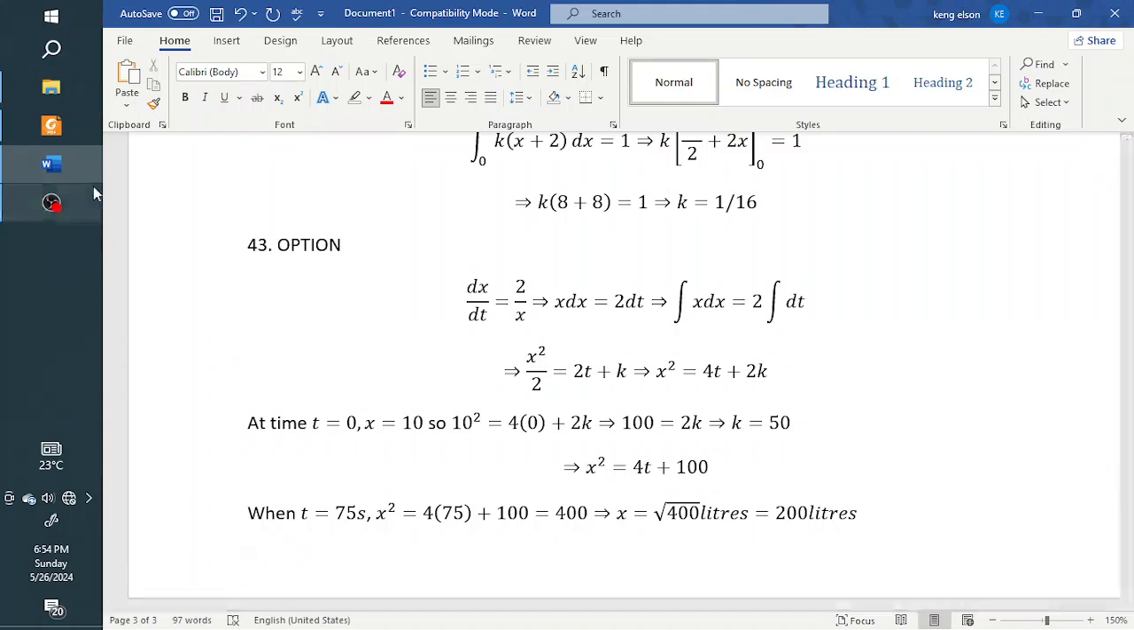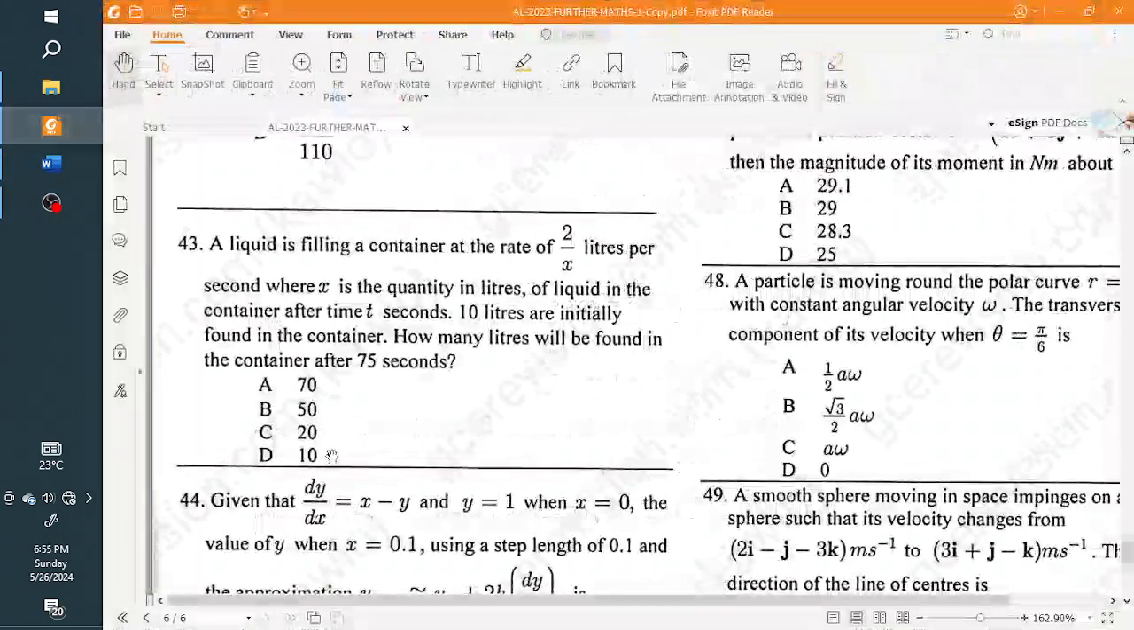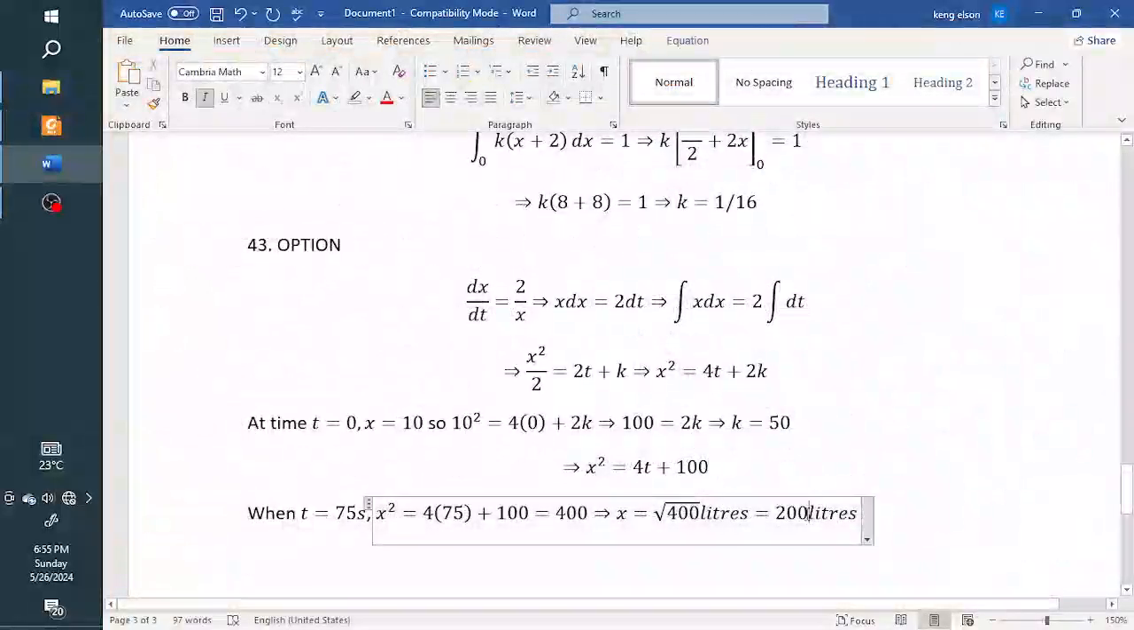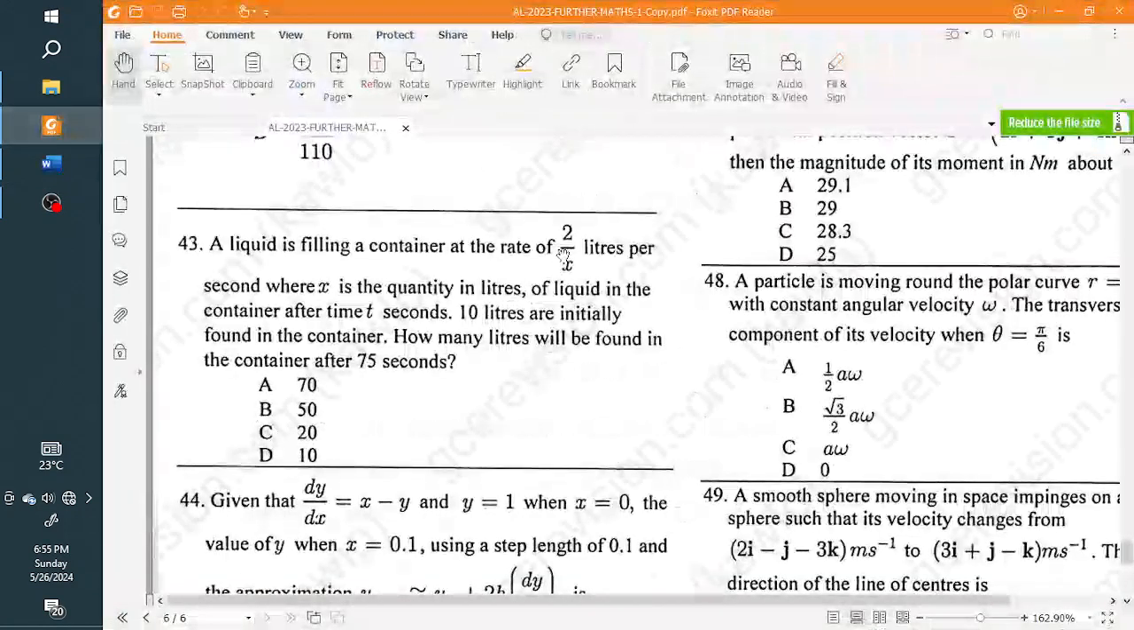The square root of 400 is 20, not 200. The square root of 400 is the same as the square root of 100 times the square root of 4, and the square root of 100 is 10, the square root of 4 is 2, so 20 liters. Question 43, option C.